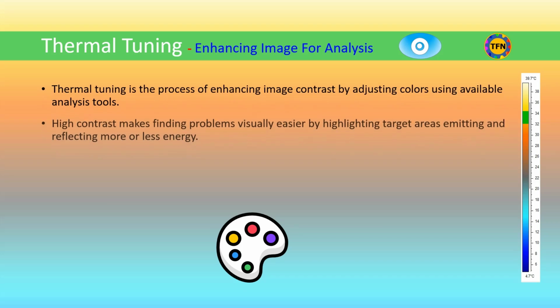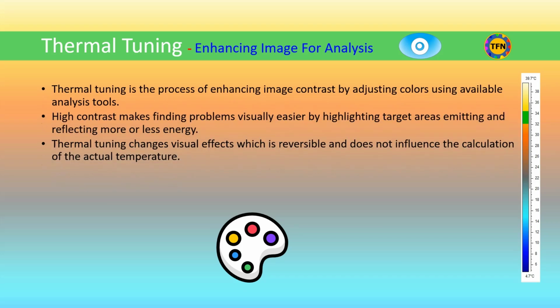Thermal tuning is the process of enhancing image contrast by adjusting colors using available analysis tools. This reversible process changes visual effects without influencing image data for temperature calculation. Palettes, isotherm, level and span are the tools used for thermal tuning.